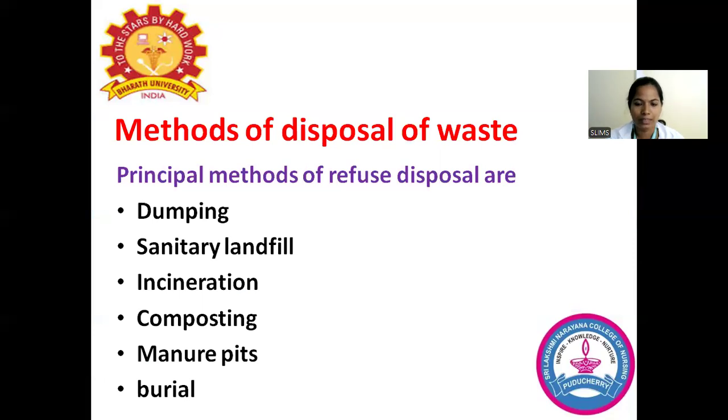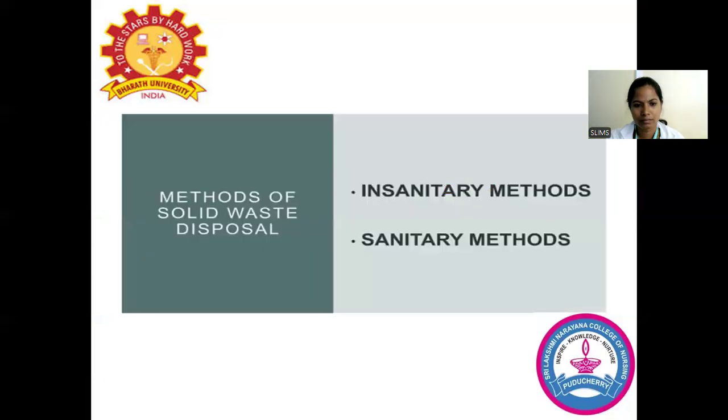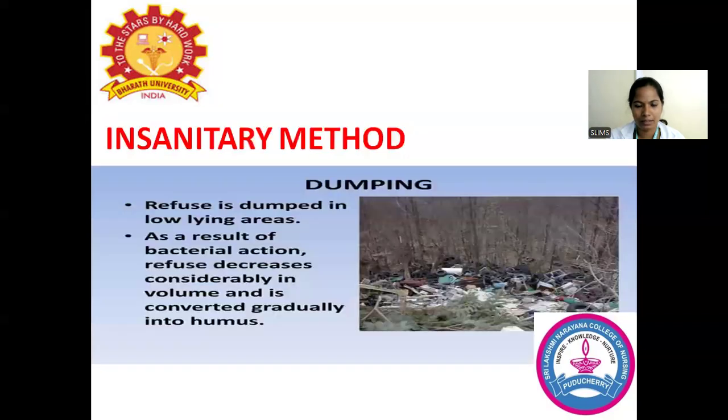Next, we'll move on to methods of disposal of waste. The principal methods of refuse disposal are dumping, sanitary landfill, incineration, composting, manure pits, burial. All these will be categorized into two groups: one is insanitary method, another one is sanitary method. Insanitary method, dumping. Refuse is dumped in low-lying area. As a result of bacterial action, the refuse decreases considerably in volume and is converted gradually into humus. So this is the dumping process.